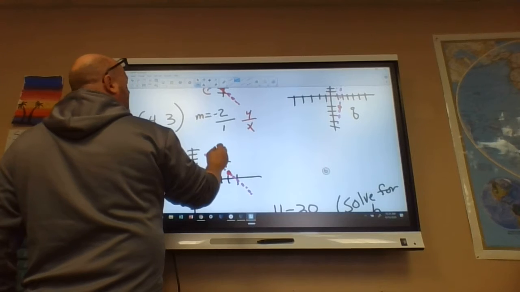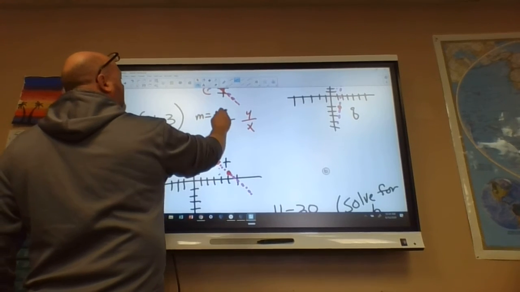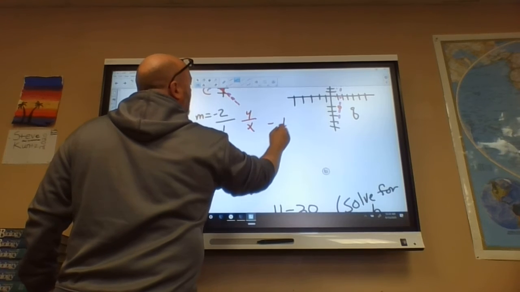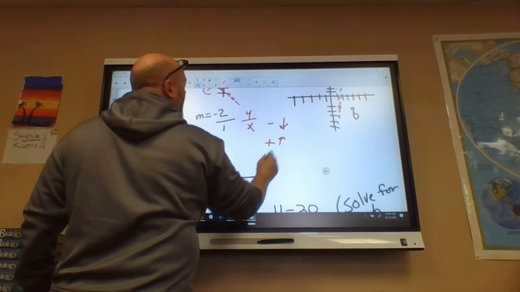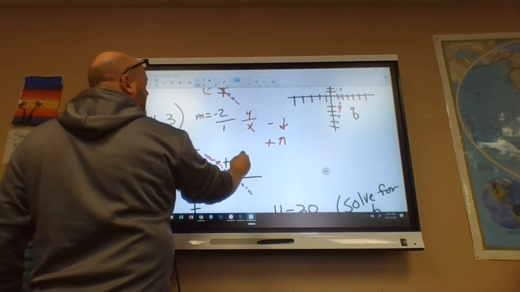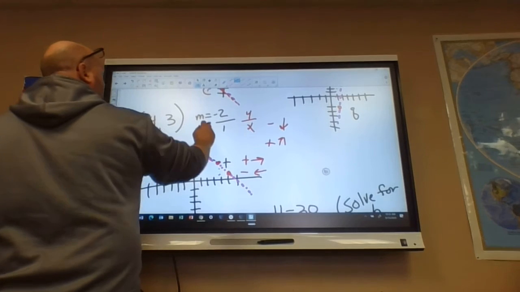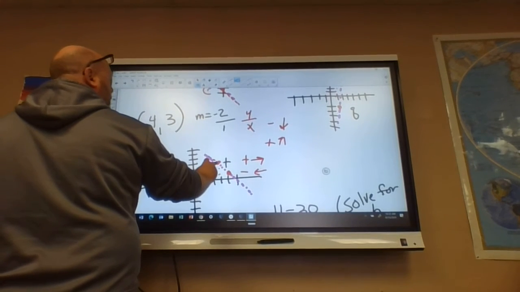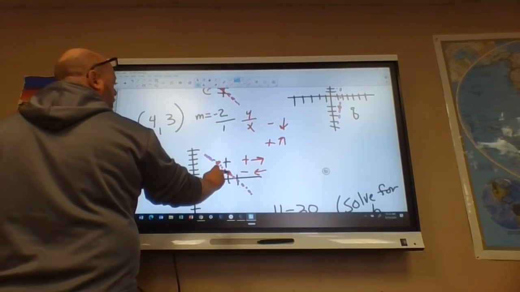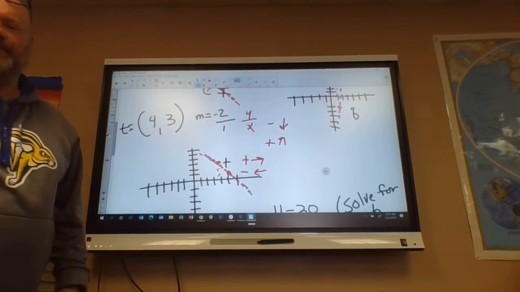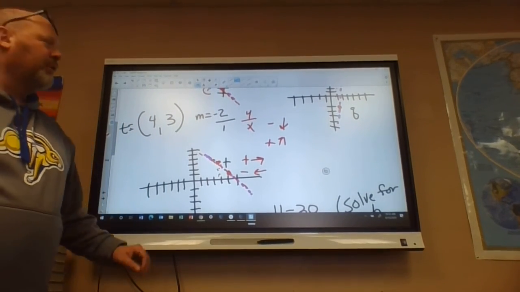Negative means you go down. Positive means you go up. As far as the x, the positive means you go this way to the right. The negative means you go to the left. So I have -2 over 1. So I have to go down 2, 1, 2, and over 1. That's my plotted line. It's just rise over run.